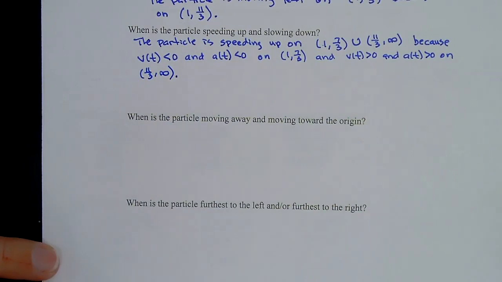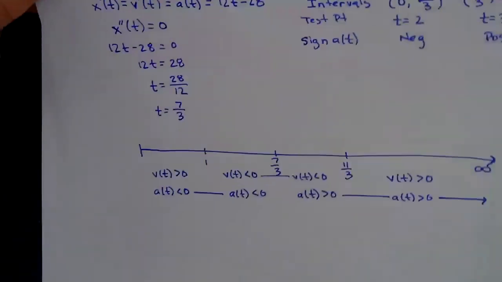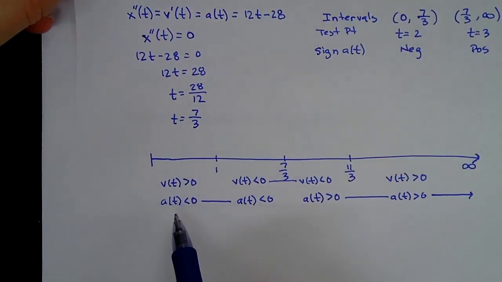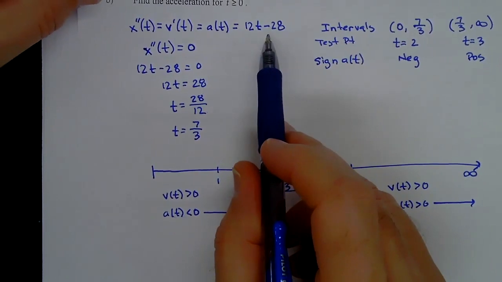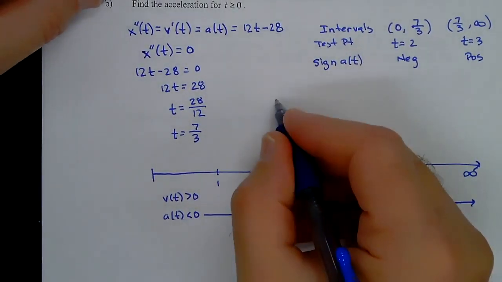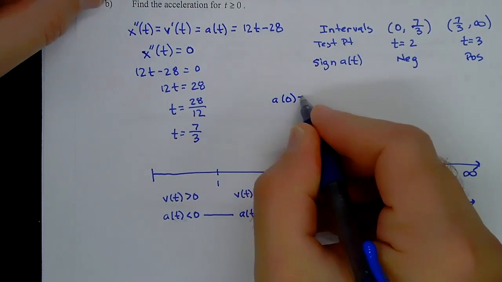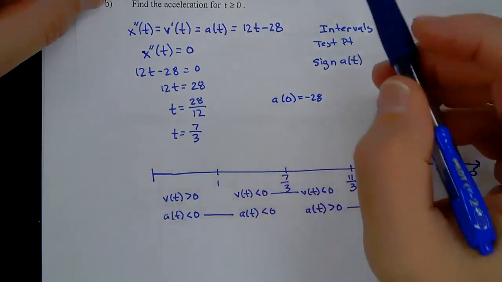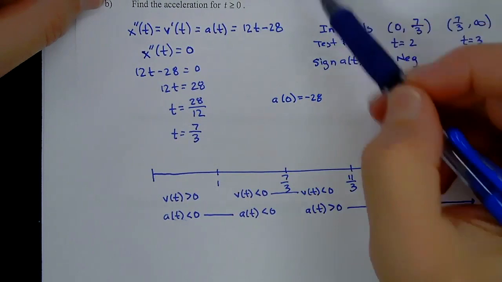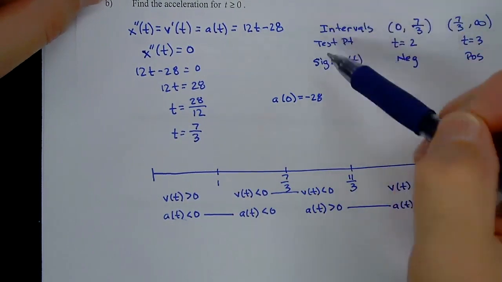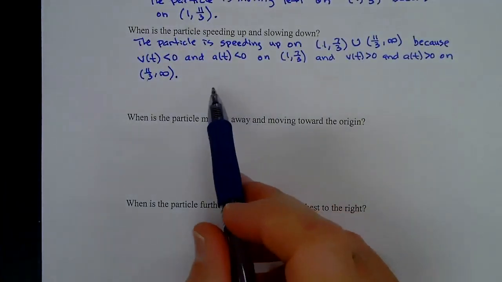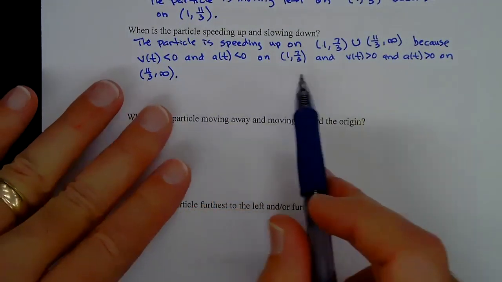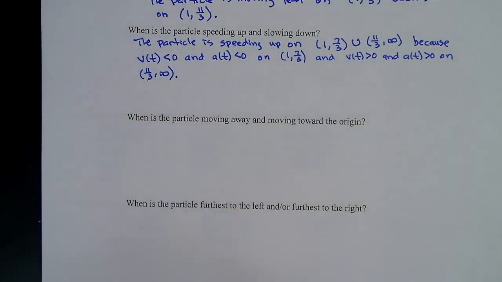And then, okay, when is the particle slowing down? So the particle is slowing down from 0 to 1. Okay, so the acceleration is negative. So a of 0 is negative 28. And we know v of 0 is 22. So even at 0, it's slowing down because they're opposite signs, okay? So I gave specifically how on each individual interval, what's happening, okay? But you could also say they're opposite signs or they're the same sign, okay?